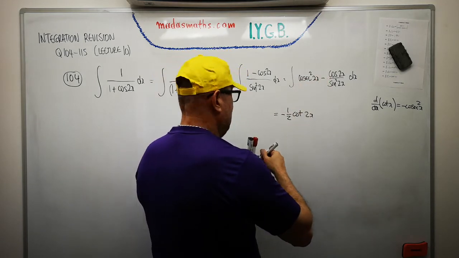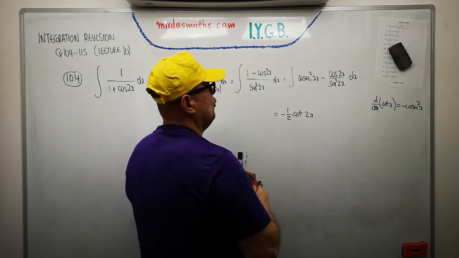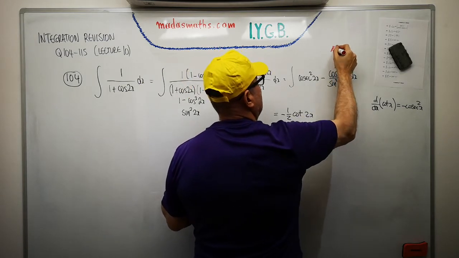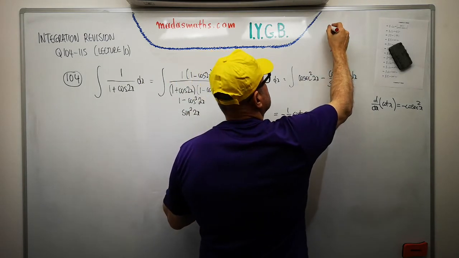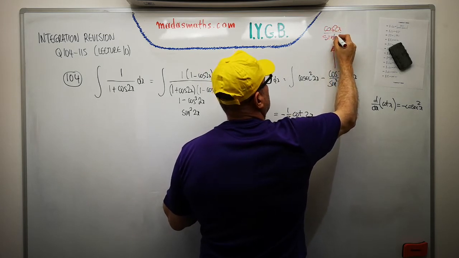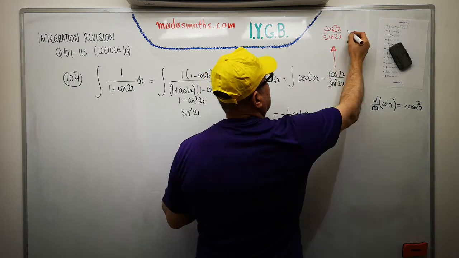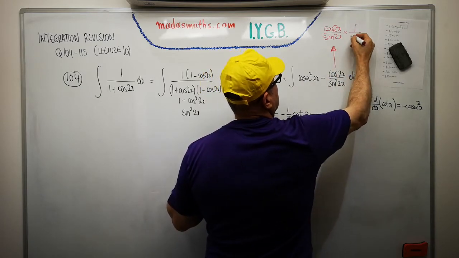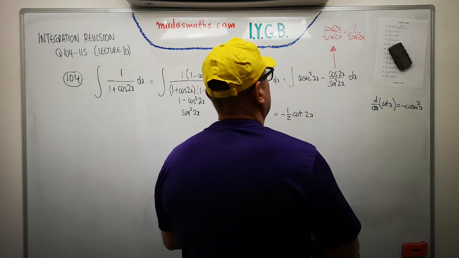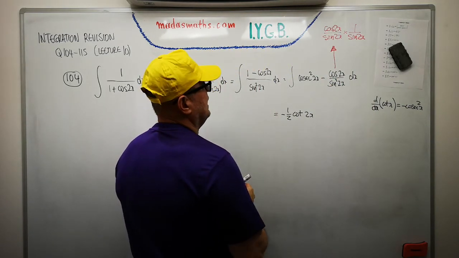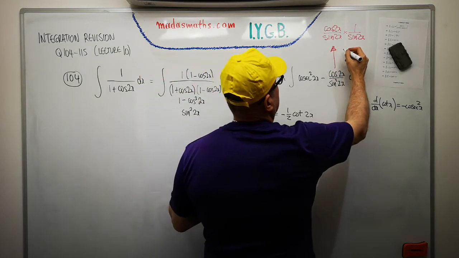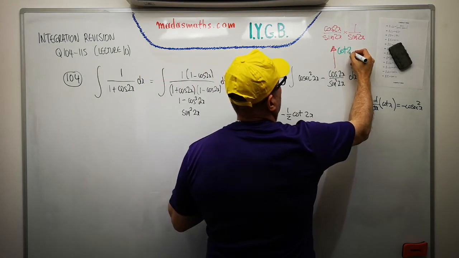Now this second term, I've gone through it under trigonometric integration. It needs to be written, I'm going to write it up here in red, as cos of 2x over sine of 2x times 1 over sine of 2x. Why do I want to do something like that? It's because this expression now simply is the cot of 2x.